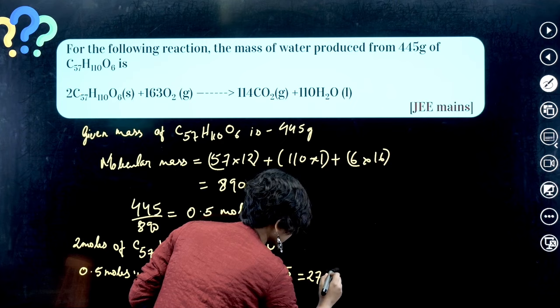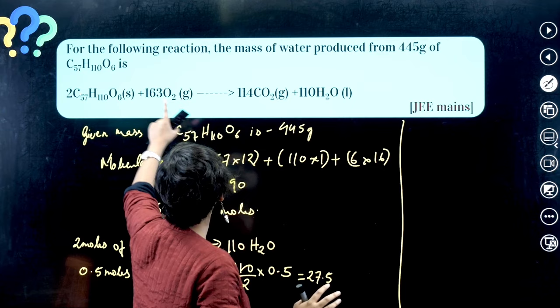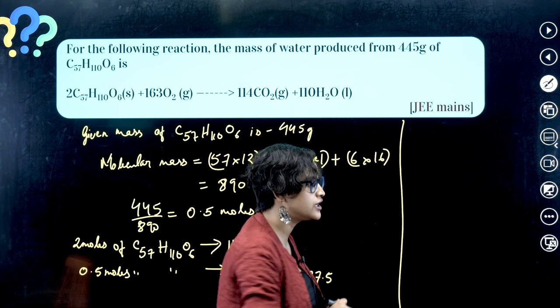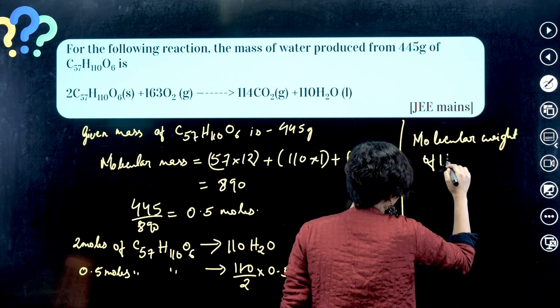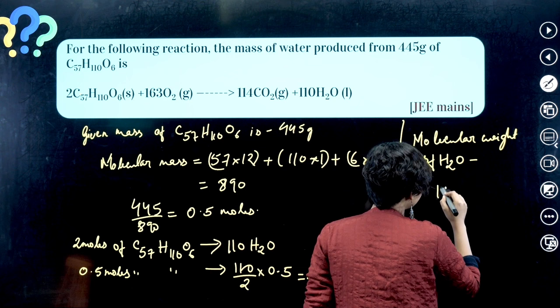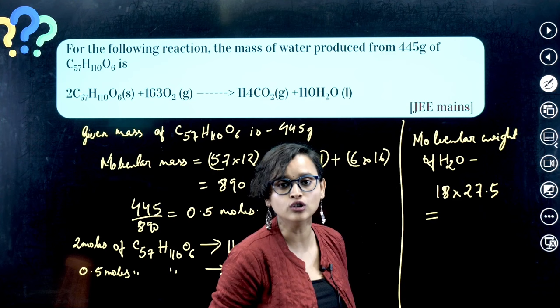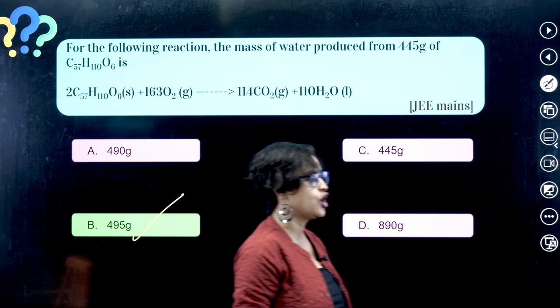Now, the only thing that you have to do is, tell me, what do you have to find out? You have to find the mass of water produced. So how will you find the mass of water? Molecular weight of H2O will be 18 into 27.5, yes? 18 multiplied with 27.5 will be equal to 495 gram. That is your option B.